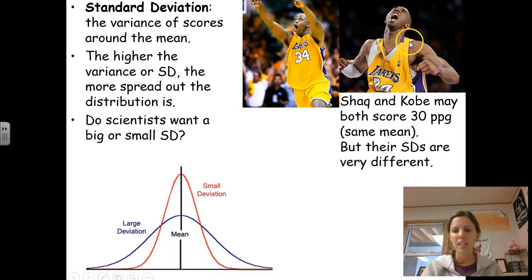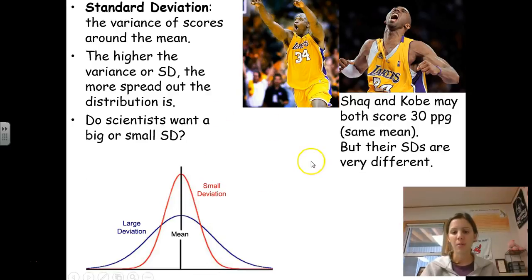So for example, if you take basketball players like Shaq and Kobe, they could have the same mean at 30 points per game, but their standard deviations might be very different. Maybe Shaq is scoring 30 points, then 32, then 28, then 31, then 29. They're all very concentrated around 30. But maybe Kobe is scoring 15 points, then 45, then 25, then 50, then 10. He still has the same average, but he has a larger standard deviation. The scores are spread out more around the mean.